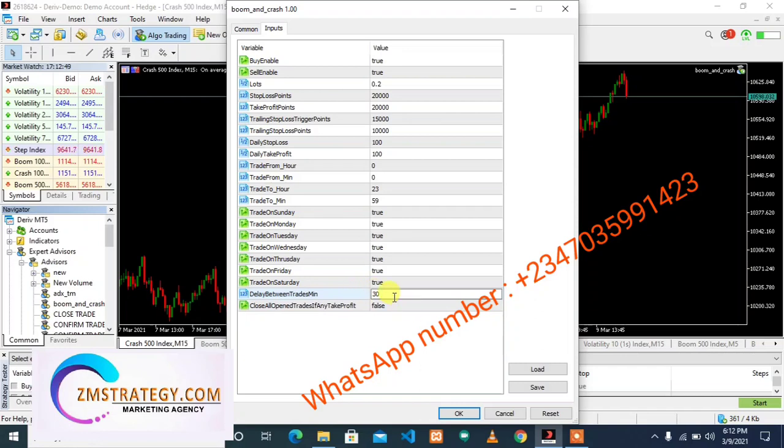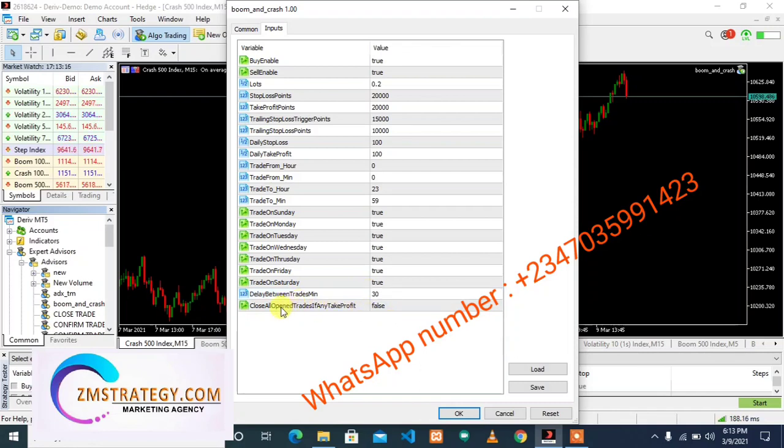That is the work of the delay between trade minutes here. So you can delay trades. Maybe after taking a buy trade or a sell trade, you want the robot to delay for like 5 minutes, 15 minutes, or 30 minutes before taking another trade. Then you can control it here. For those of you that do not want the robot to be taking multiple trades, you can control it here.